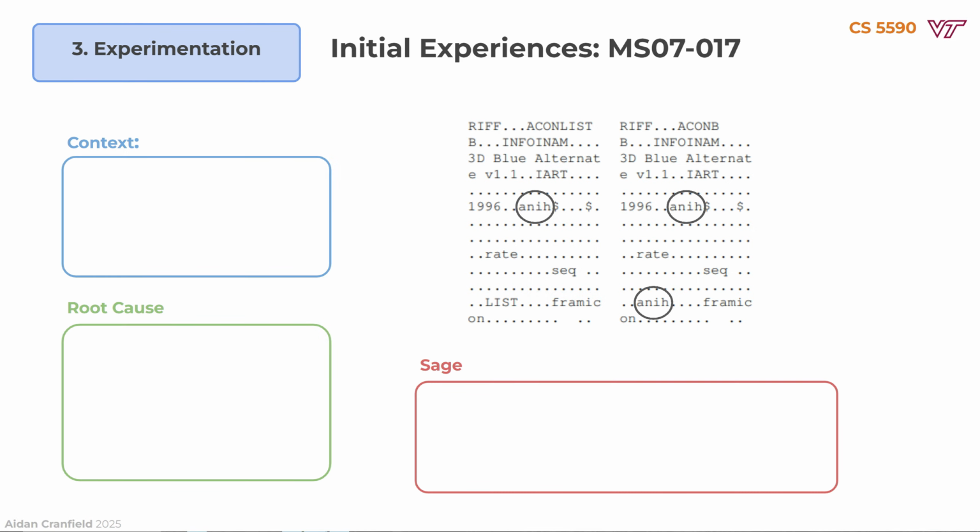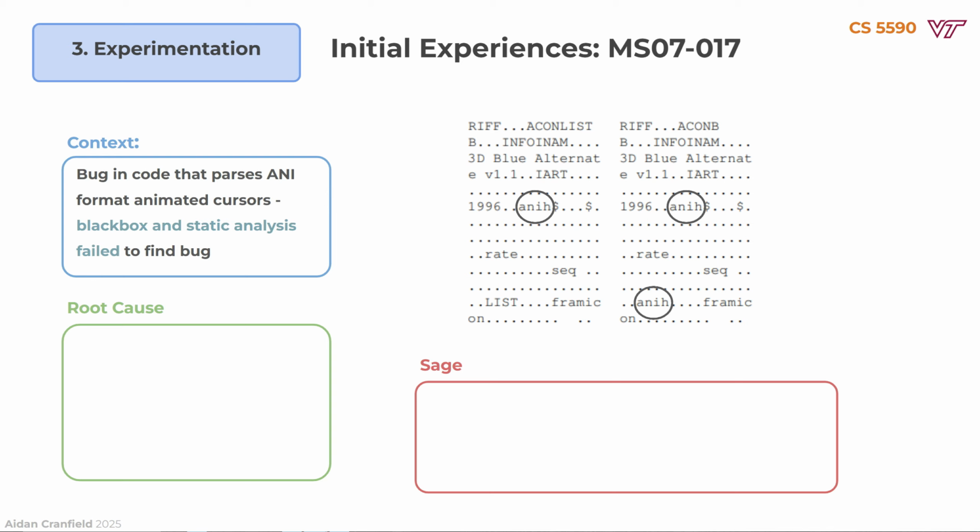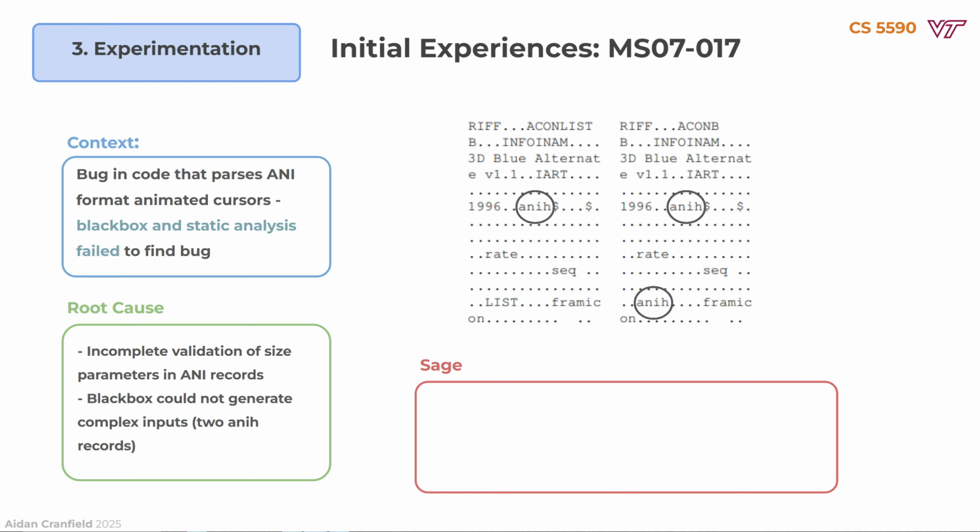So now we're going to go over some initial experiences, specifically with MS07-017. To give some context, there existed a bug in code that parsed ANI formatted animated cursor files, and previously black box and static analysis had failed to find this bug. The root cause was that the vulnerability was due to incomplete validation of the size parameters in ANI records. And black box fuzzing failed because it couldn't generate complex enough inputs to trigger the bug, which required two ANI-H records.